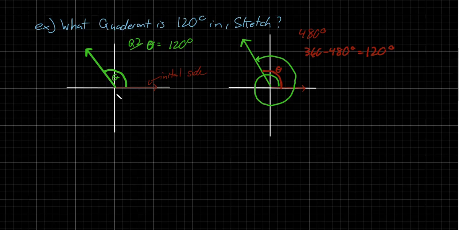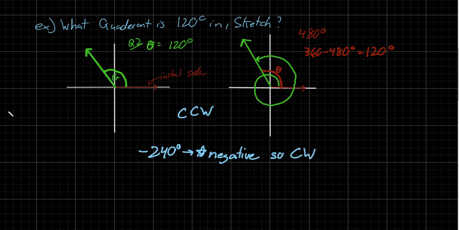Which direction have I been going this entire time? Counterclockwise. So my next one, I want you to find negative 240 degrees. If I'm going negative, what direction do you think I have to go? Backwards. Yep, so clockwise.